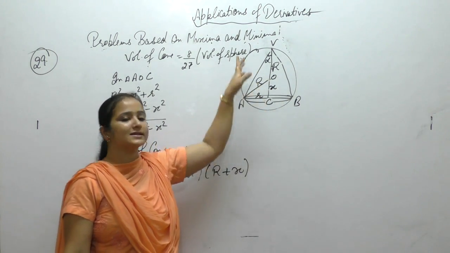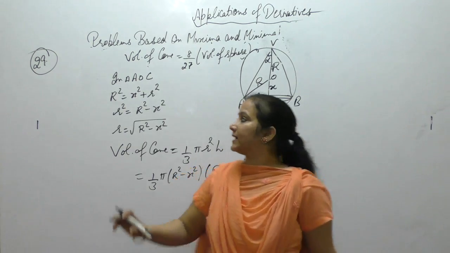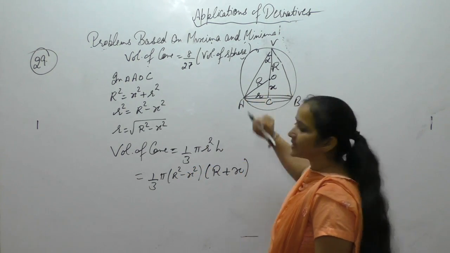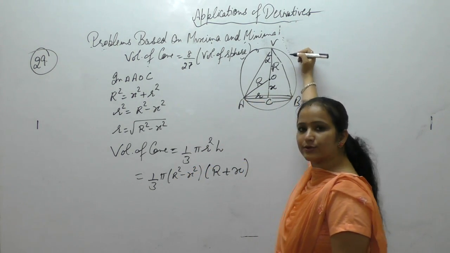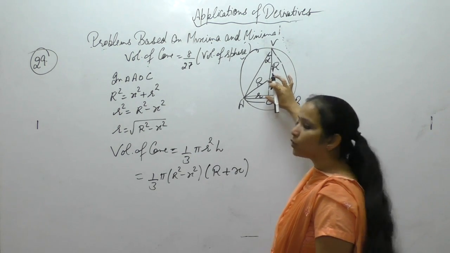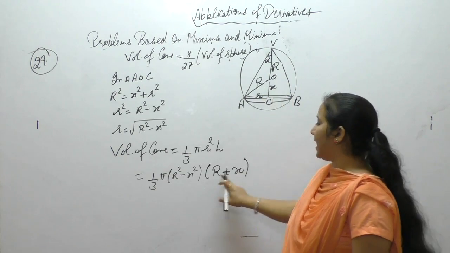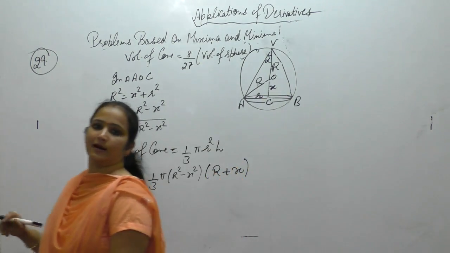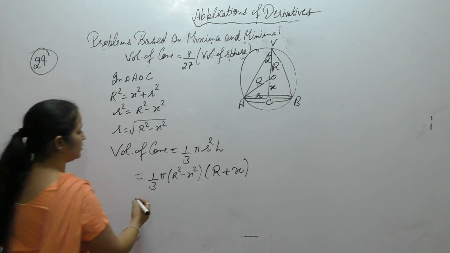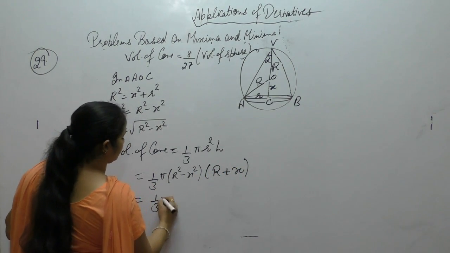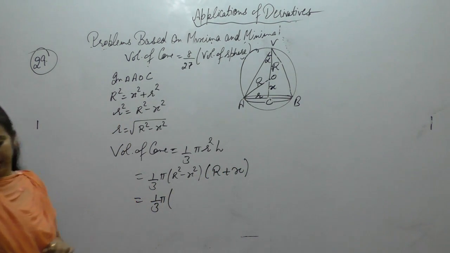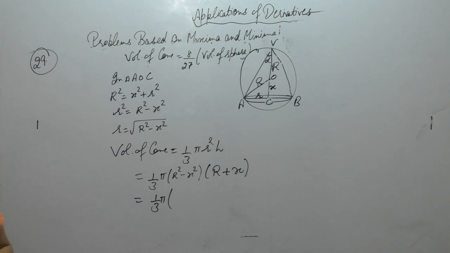Now the cone is inscribed in the sphere. If this is the radius of the sphere from the center, then this is also a radius, and this height of the cone we have taken as x. So height will be R plus x here. Clear? Now open the brackets. 1 by 3 pi r square.